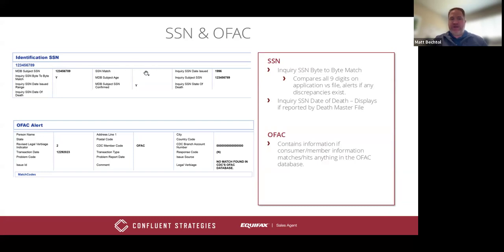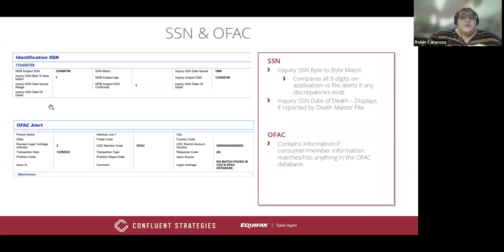It's not populated on this example, but does that match what you put in? We have flags to tell you if the social that you input is different than the one we have and which numbers may be off. The date the social was issued, the inquiry subject SSN, that's again the social that you put in on the application. Is it confirmed? And then the byte to byte match goes back to, we're actually going to tell you the specific, is it a 9-to-9 match between what you put in the system versus what Equifax has on file.